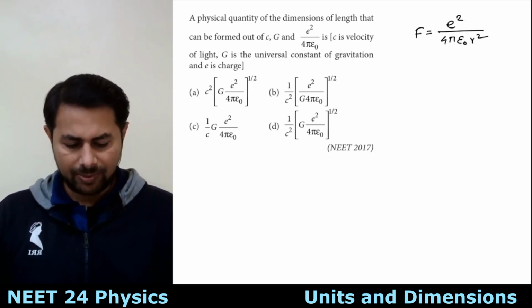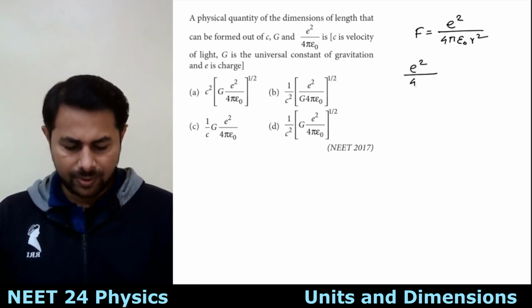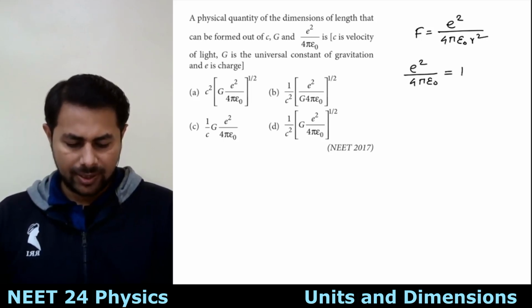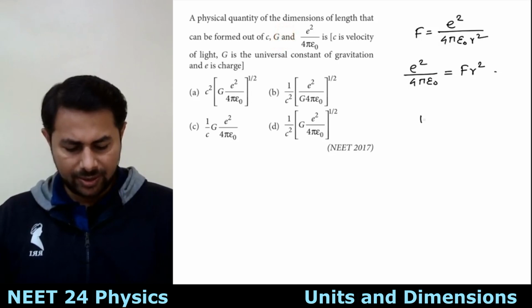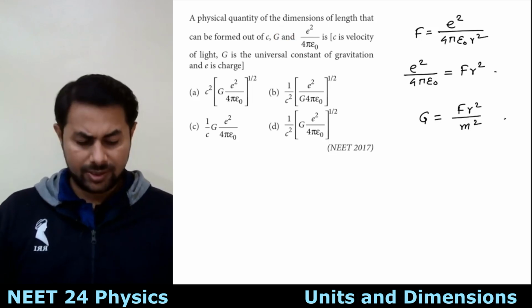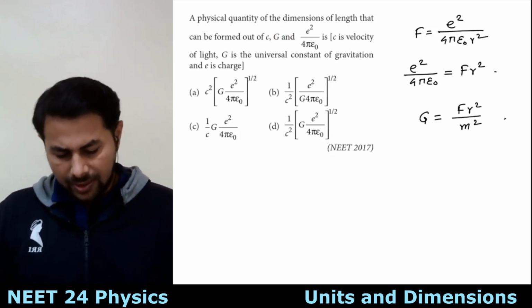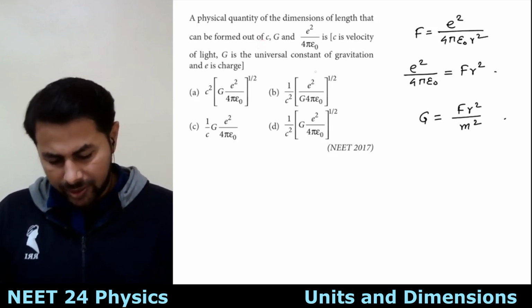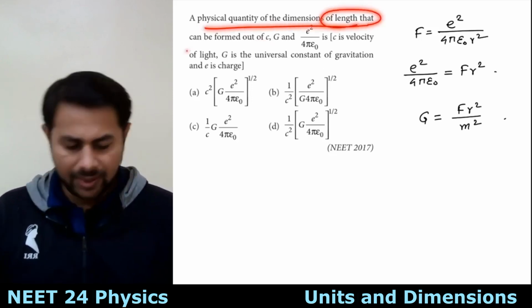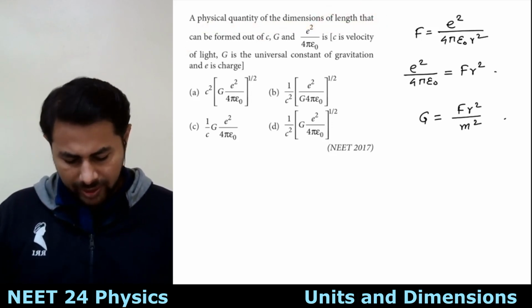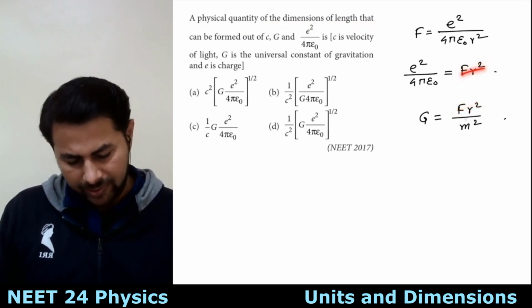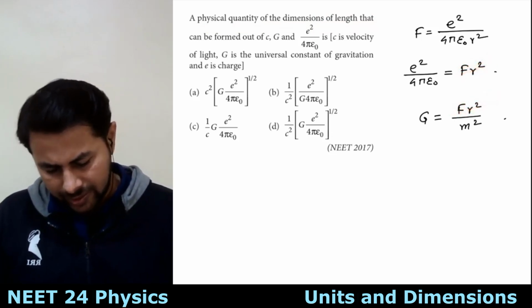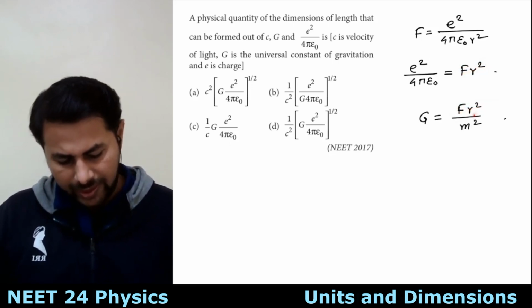So e square by 4 pi epsilon naught times r square, that means e square by 4 pi epsilon naught can be written as what? It can be written as F r square, and G can also be written as F r square by M square. G can be written as F r square by M square, and you have again the speed of light, and you want the length again. So what can you do here? We can get rid of F r square and F r square, but is that sufficient? No, we want length only, right?